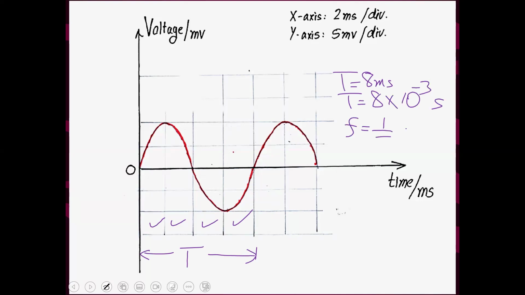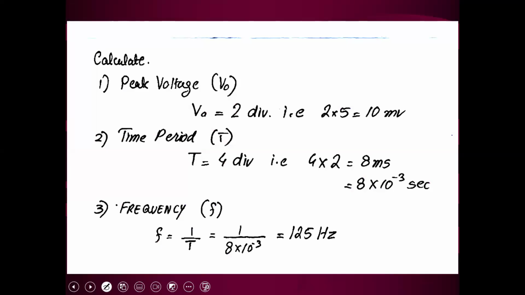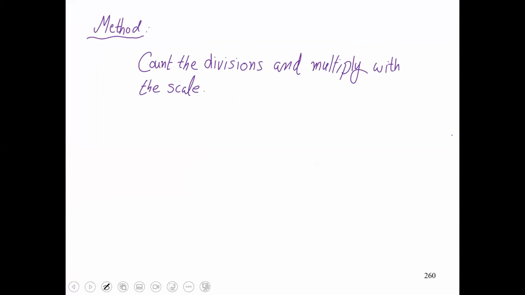Frequency is equal to 1 upon T. Frequency will be 125. This is how we work out. So now, what is the method? Count the divisions and multiply with the scale.